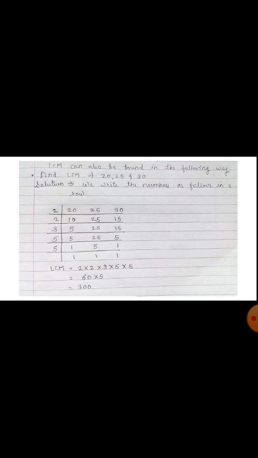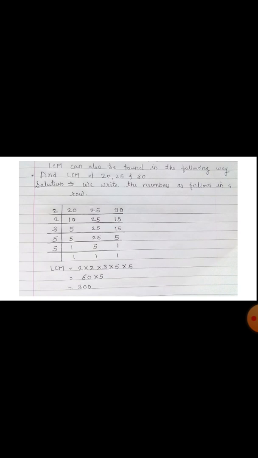The number 25 is not divisible by 2. So it is written as such in the next row. And as 30 is divisible by 2, the quotient is written in the next row below 30. Again we divide by 2. If we divide 10 by 2, the answer is 5. Again 25 is not divisible by 2. 15 is also not divisible by 2. So they are written as such in the next row.